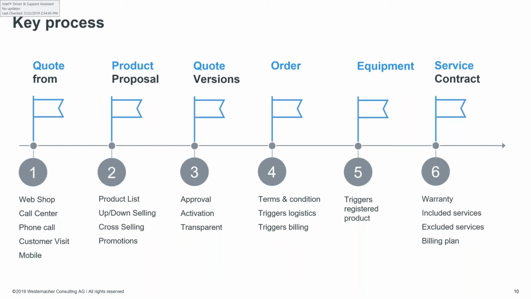What happens next is that we assign this equipment, meaning the registered product, into a service contract to give a warranty, to store the included services, but as well the excluded services for this contract item, the warranty item, and it includes a billing plan.